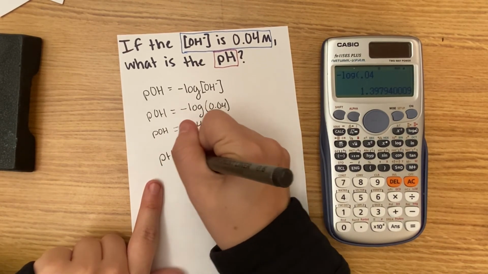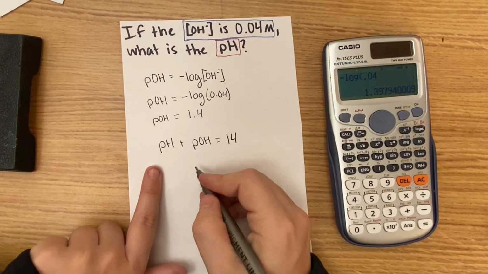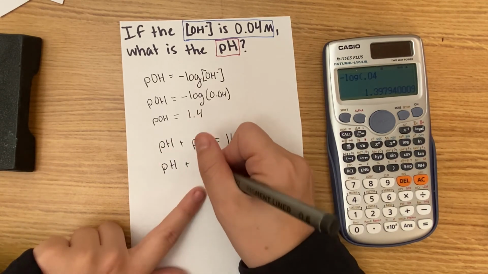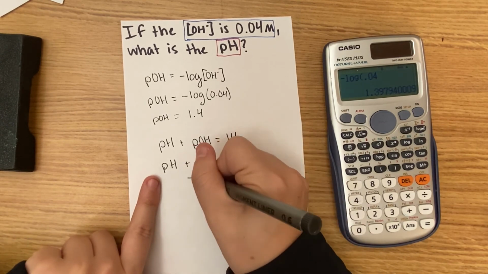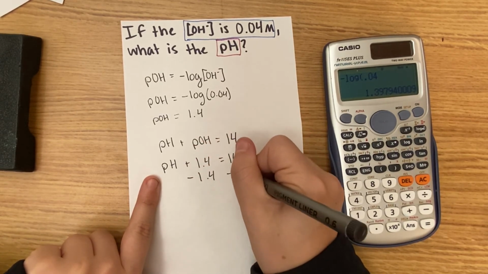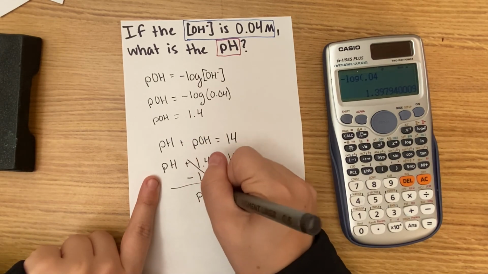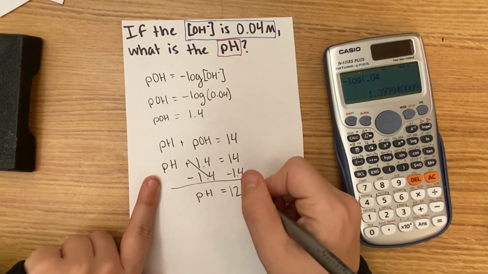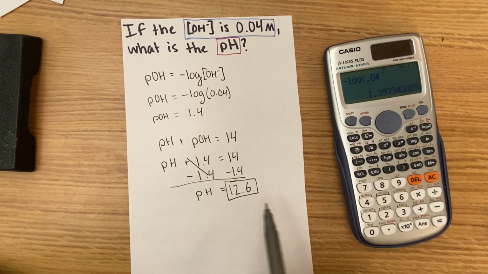We know that the pH plus the pOH is 14. So if we're trying to find the pH, my pOH is 1.4. We can do just a little bit of algebra to solve for my pH. So we did have to use 2 formulas to get the answer for this question.